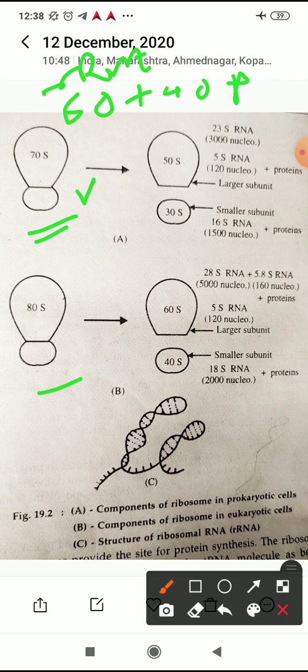While in eukaryotic cells, I have told you 80S type of ribosome is there, and it is composed of 45% ribosomal RNA, and the remaining 55% is protein. So this is the difference between the composition of 70S and 80S type of ribosome. Actually, this S stands for Swedberg unit. S for Swedberg.